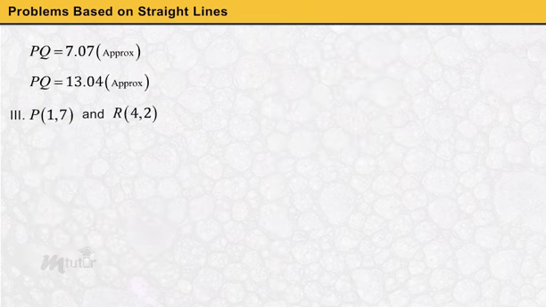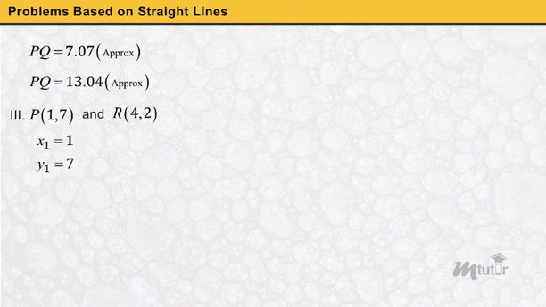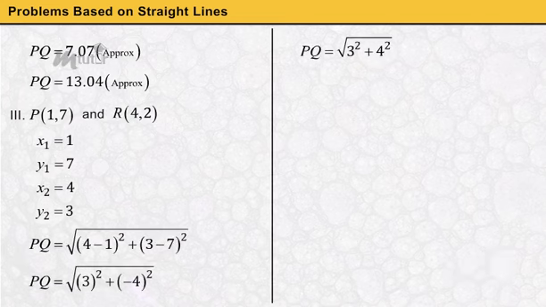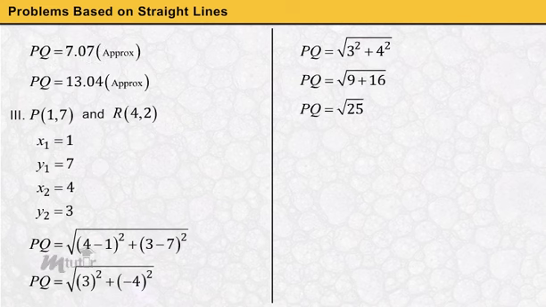Now, take the third subpart. Here, let x1 be 1, y1 be 7, x2 be 4, and y2 be 3. On substituting the values in the formula and simplifying, we get the distance between P and Q as square root of 25. On finding the square root, we have the distance PQ as 5.